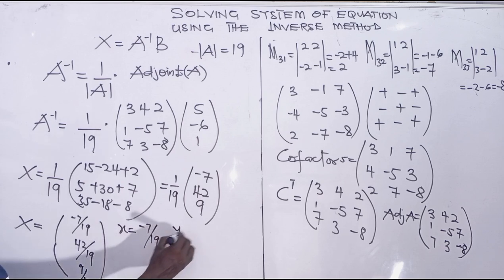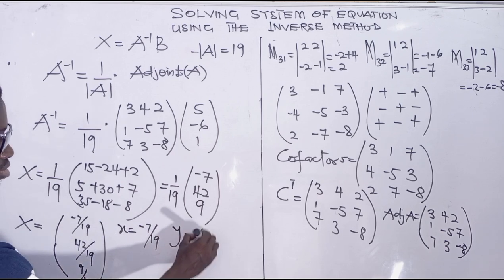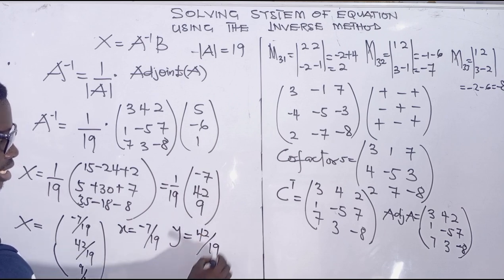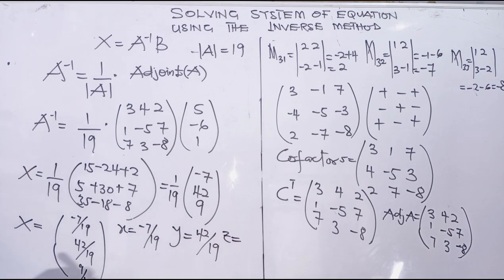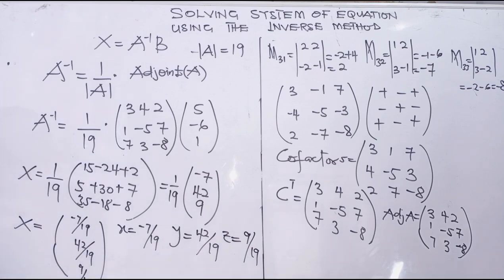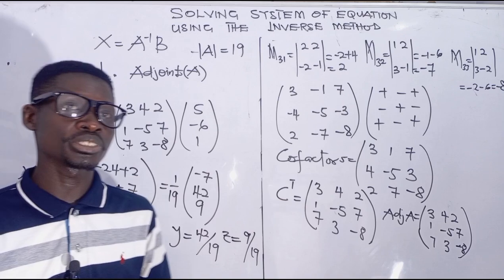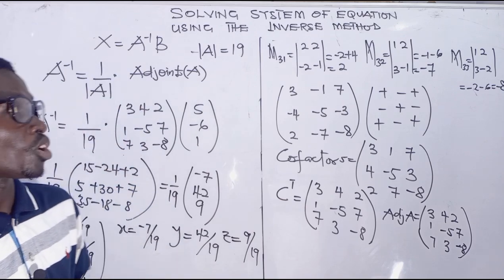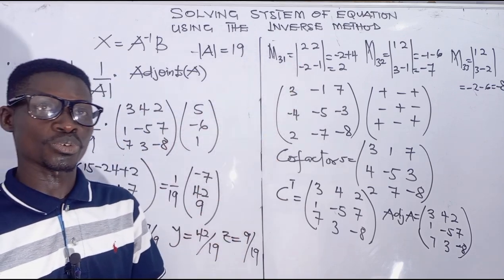The value for y is going to be 42 over 19. And then the value for z is going to be 9 over 19. As easy as that. So this is how we use the inverse approach to solve a system of three equations.